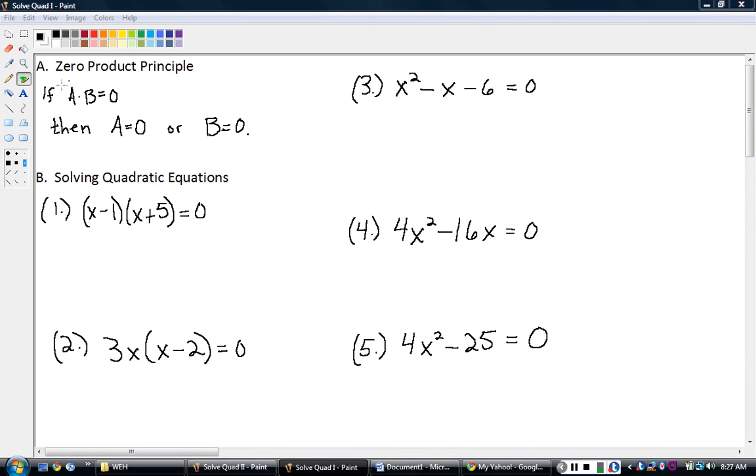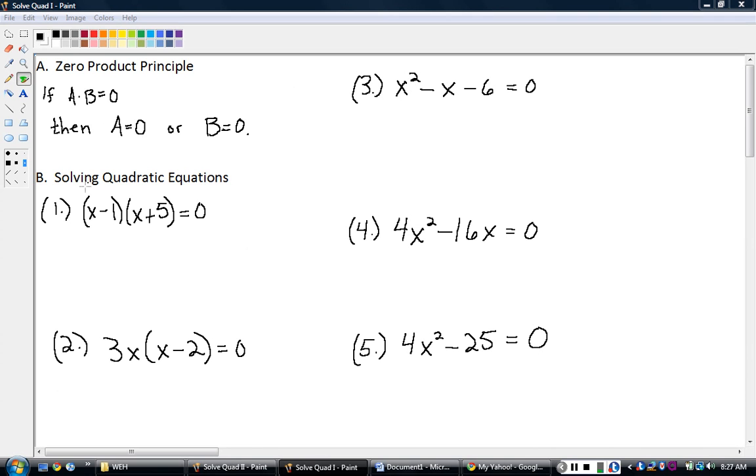Okay, that means if you have a product that's equal to 0, think about this. Some product, like right here, I call it the product A times B. If some product equals 0, then either part of that product can be 0, right? Because if A is 0, 0 times whatever B is 0. Or if B is 0, then 0 times whatever A is 0, right? Okay, so we're going to use that.